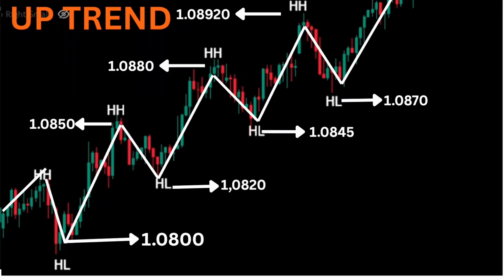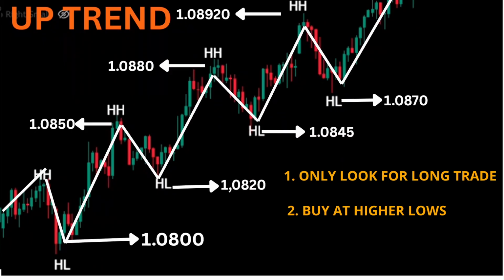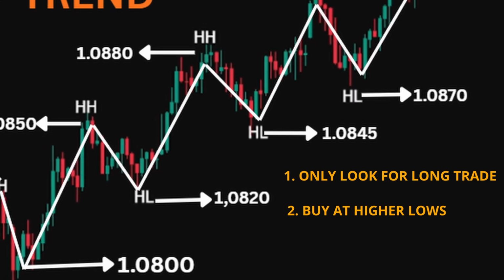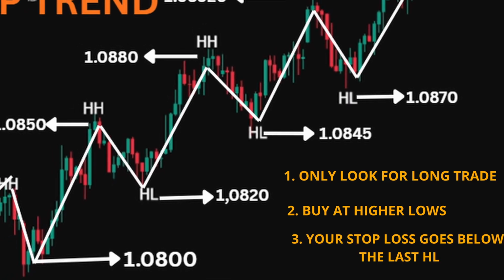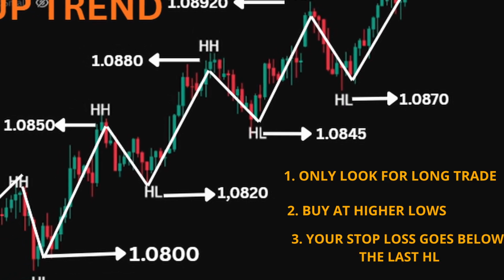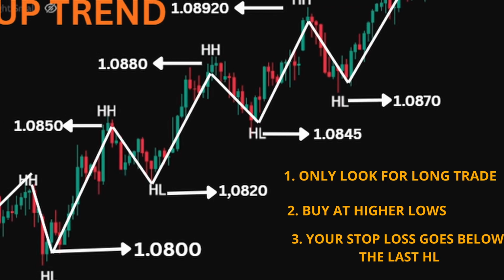The trend is up. Now, what does this tell you as a trader? One, only look for long trades. Don't fight institutional direction. Two, buy at the higher lows, not at the highs. That's where smart money re-enters. Three, your stop loss goes below the last higher low. If price breaks it, structure is broken.